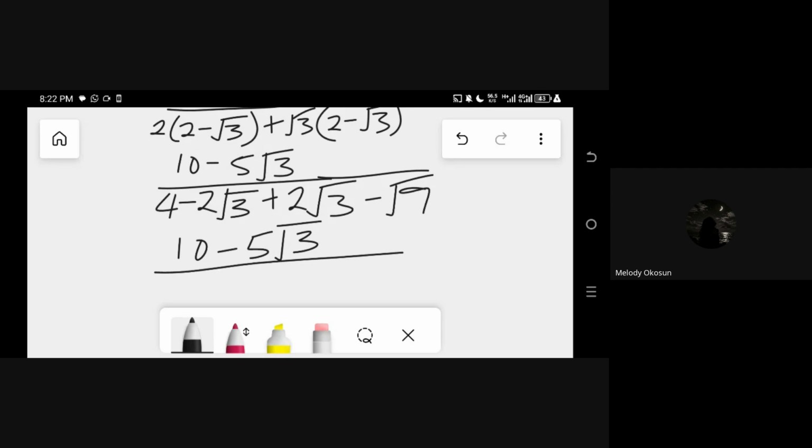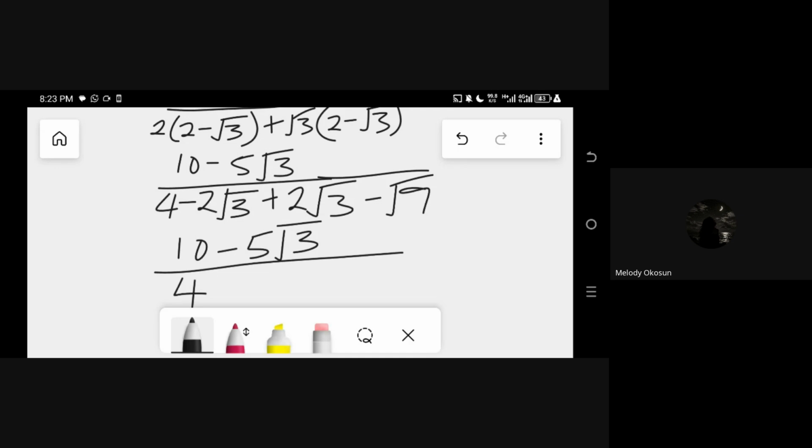So going forward, we still have here 10 minus 5 root 3 over 4, then you see minus 2 root 3 plus 2 root 3. This is just like saying minus 2s plus 2s, so that gives 0. Remember, they're like terms. They both possess root 3. So it's like if root 3 stands for s.